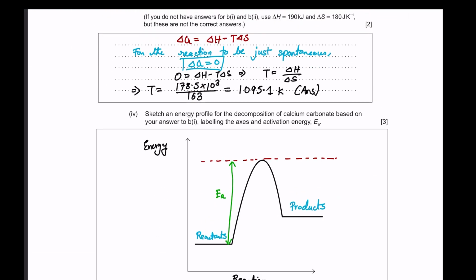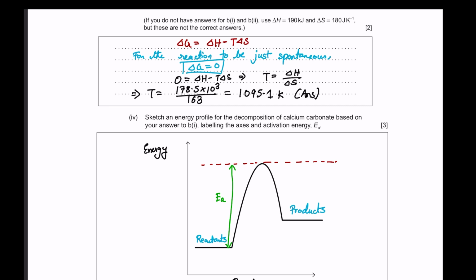So our reaction is endothermic. And for endothermic, we know that the energy of products is more than the energy of reactants. So products will be here, reactants will be here. The regular energy profile of any reaction will look like this. The reaction only proceeds forward if it crosses the activation energy. And the energy difference between reactants and the maximum energy required becomes your activation energy. That's all for part 4.